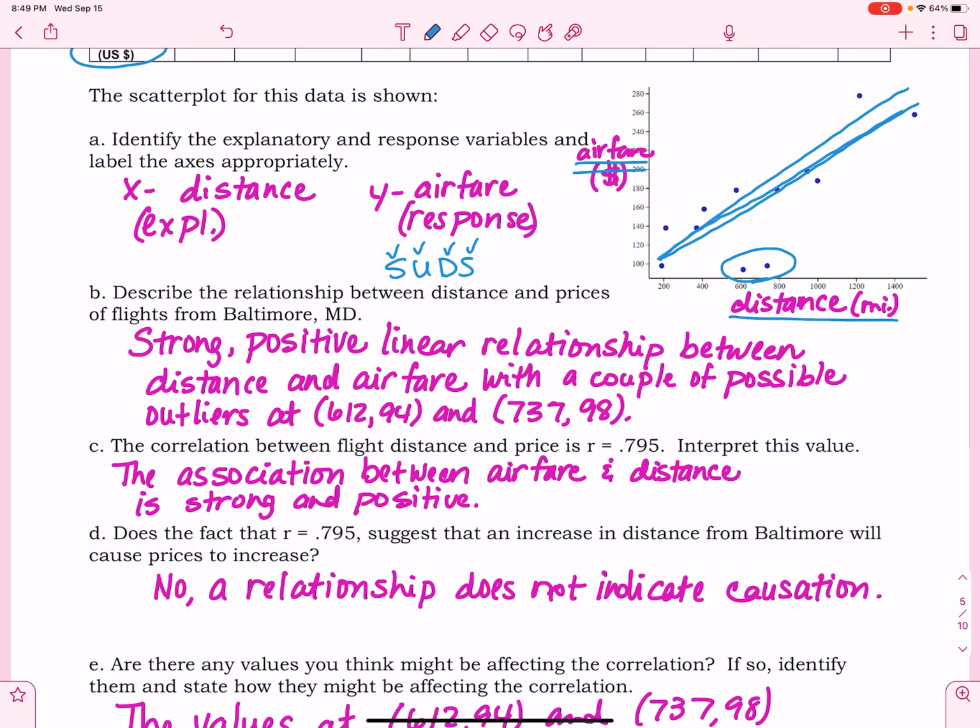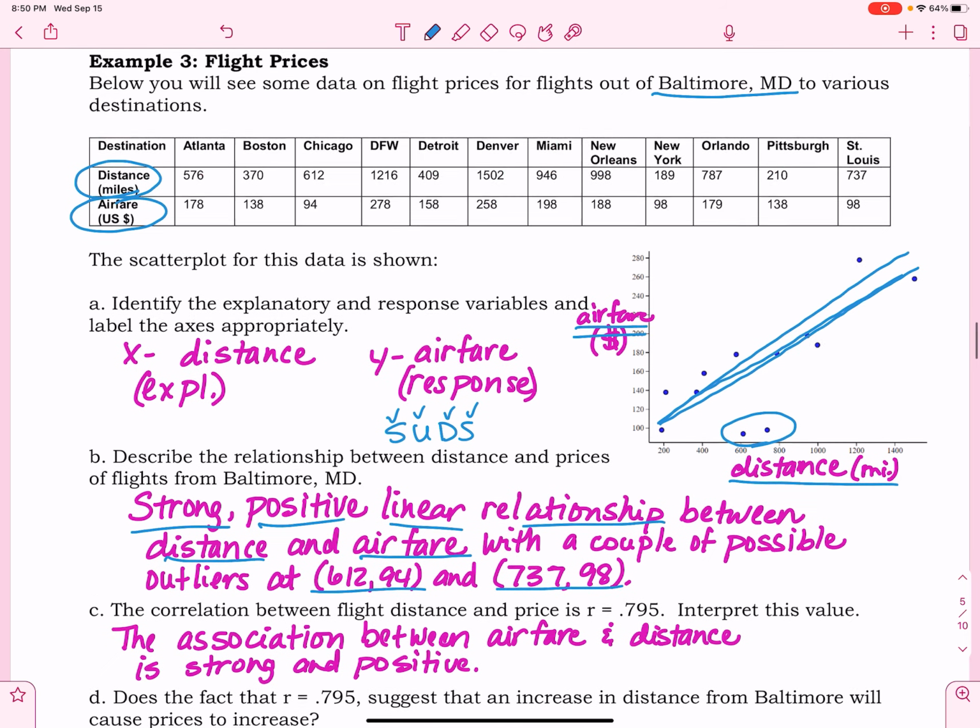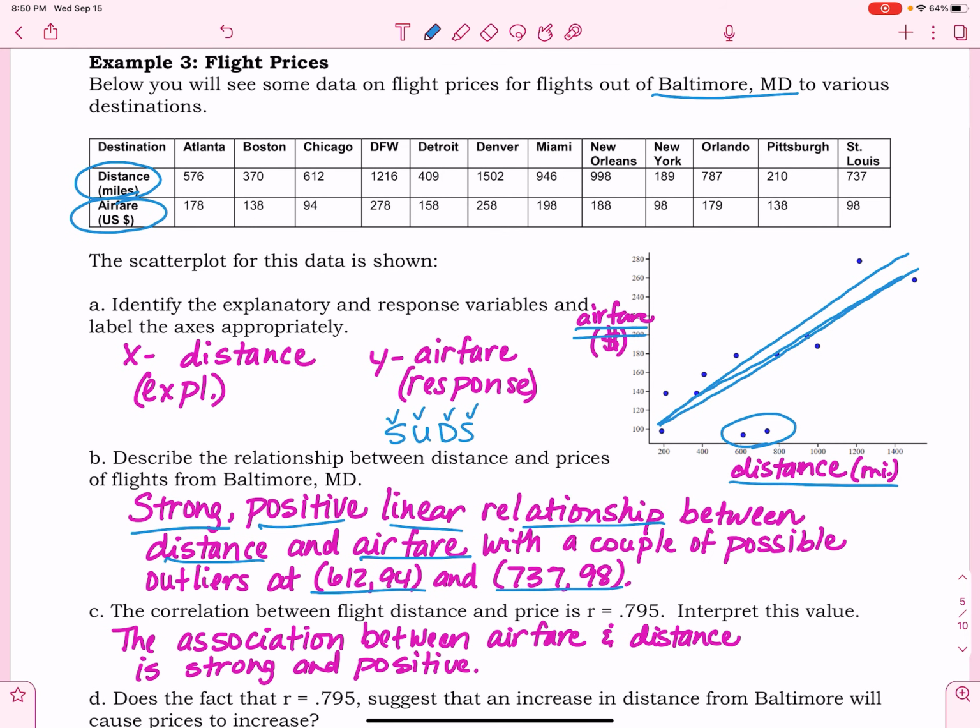So it looks like there's a pretty strong positive linear relationship between distance and airfare. Notice I'm always using context. I'm not just saying X and Y. And it looks like there's a couple of outliers, and if I think there are outliers, I always address what they are, and I provide as accurate ordered pairs as I can. Those ordered pairs should be pretty easy because you've got the data right up here. You don't really have to guess what those values are because you have the data.